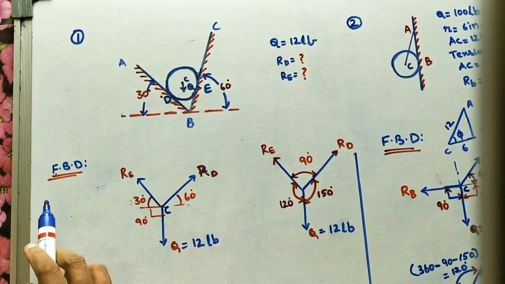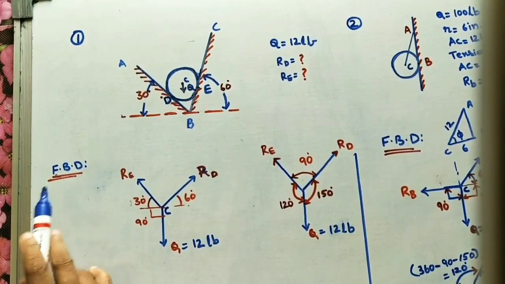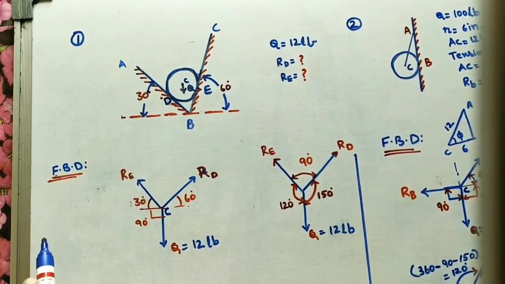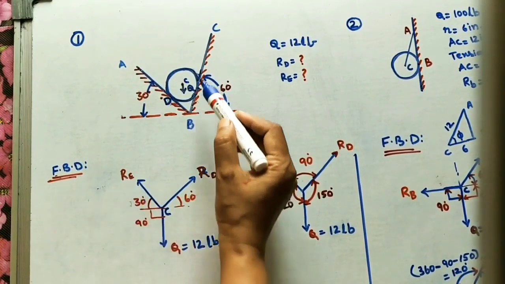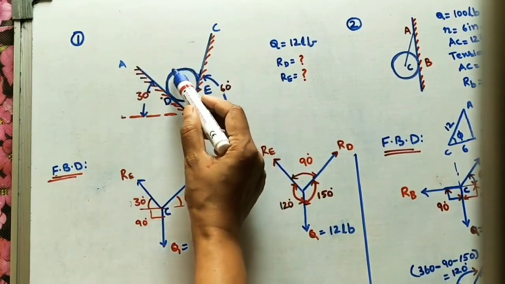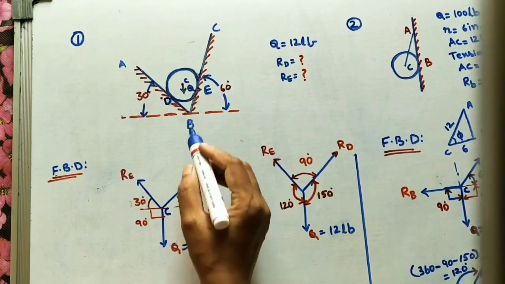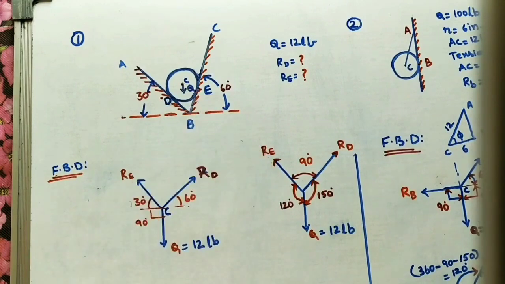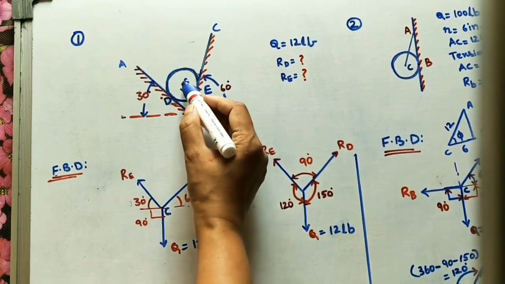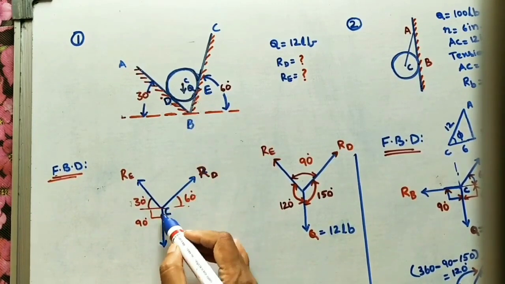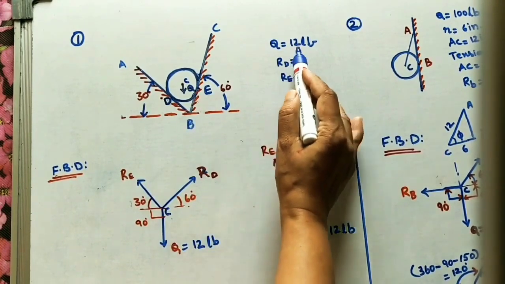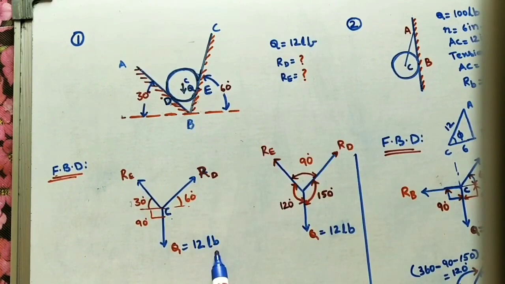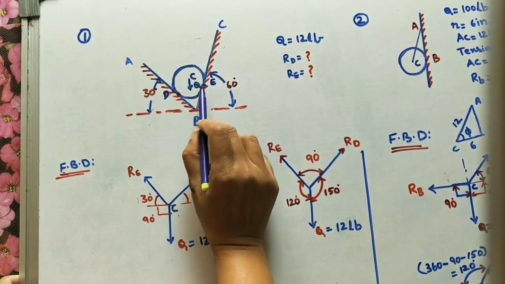Here, initially I took the free body diagram, FBD. For a free body diagram, we have to remove these contact surfaces and take only the forces or reactions at these contact points. Initially I marked C, the center of this roller. Q is the given weight of the roller, Q is equal to 12 lb. Now the contact points are D and E.